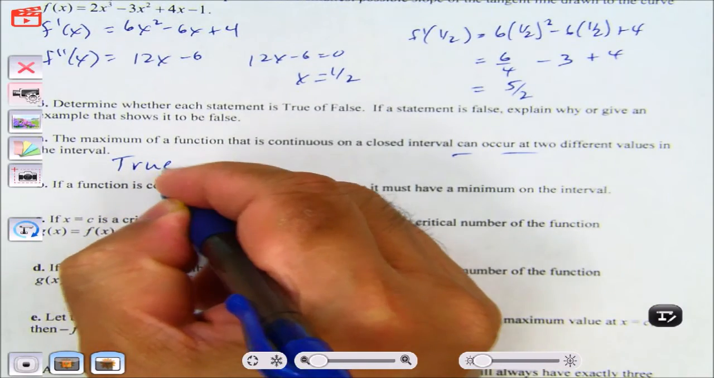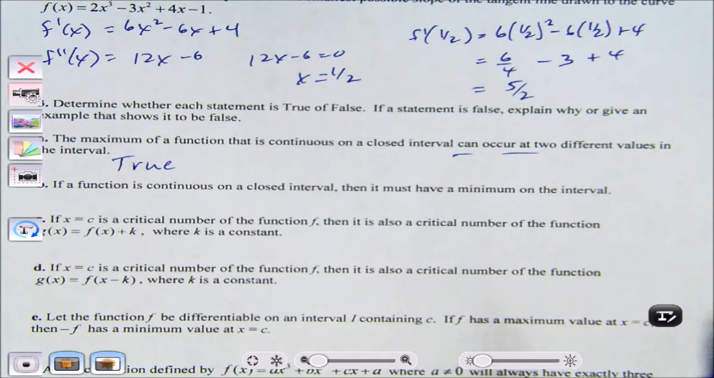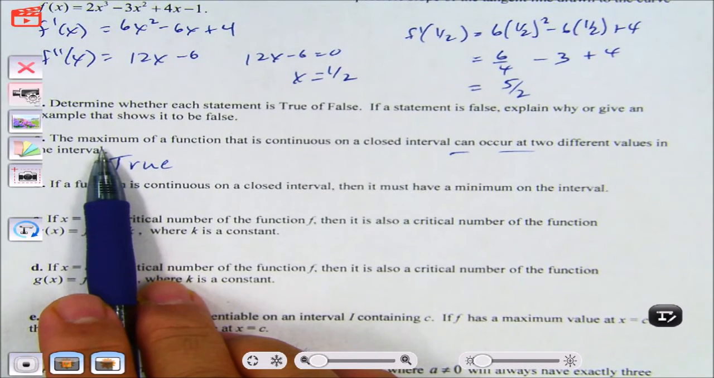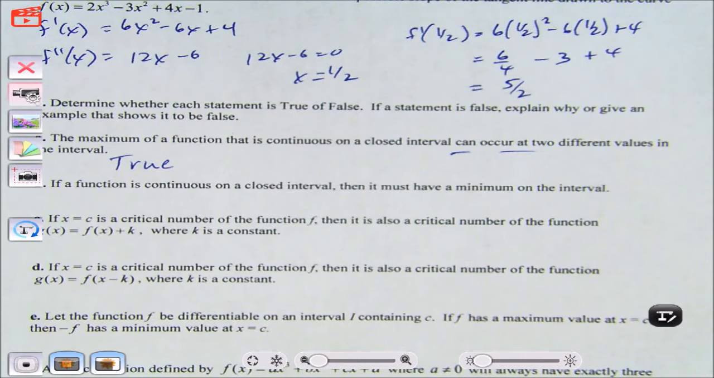It could happen. Were those absolute or just relative? Okay, good question. Whenever they use the word maximum without an adjective, they generally mean absolute. But I'm going to use the word for both, absolutes and relatives, simply because I'm too lazy to say the word relative.